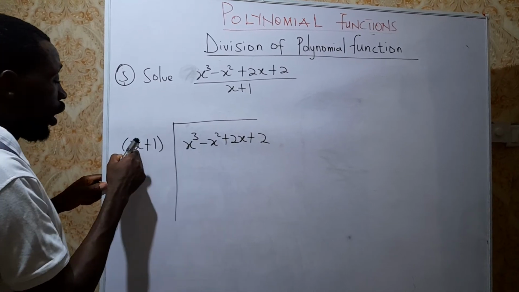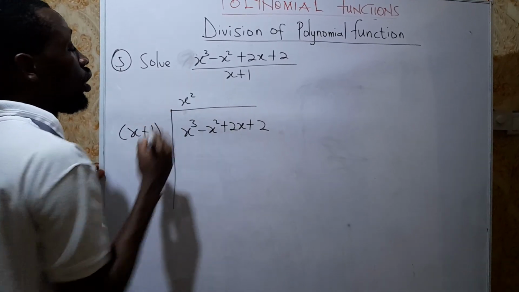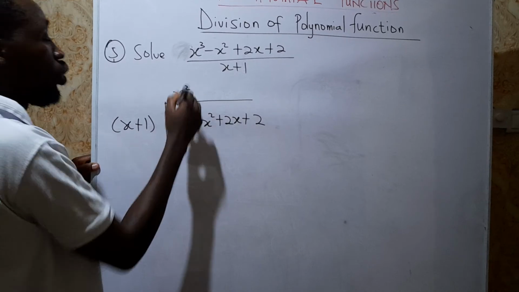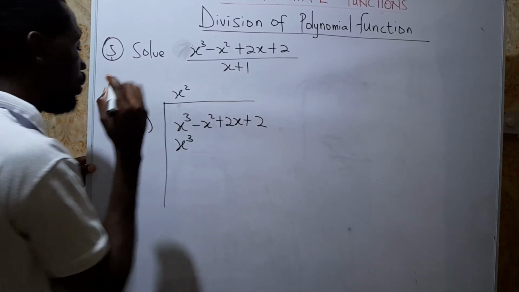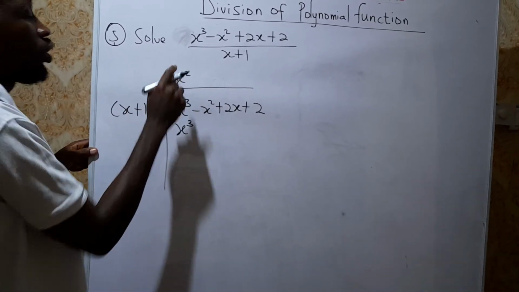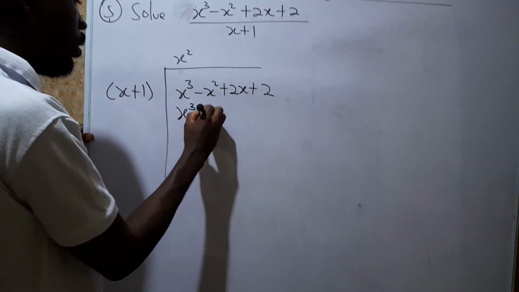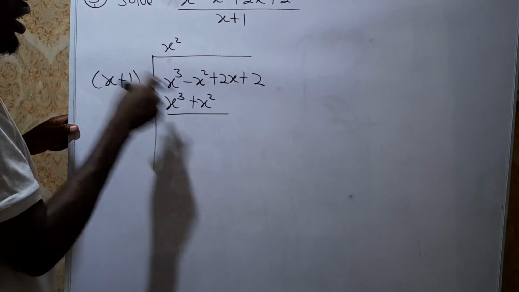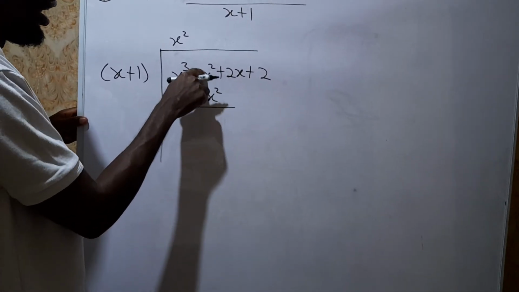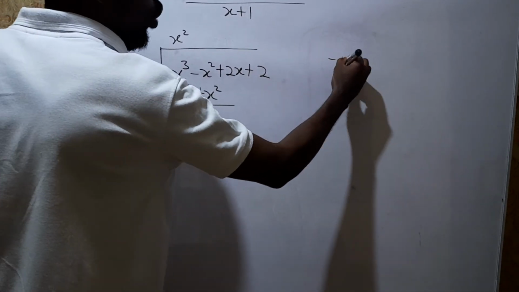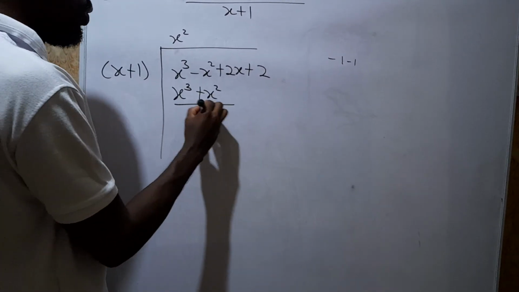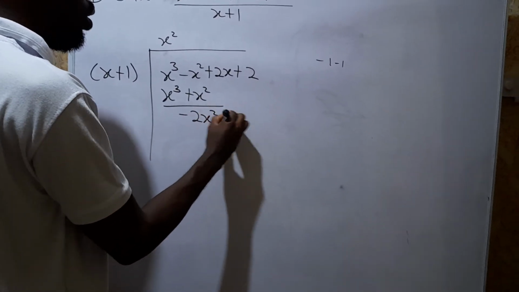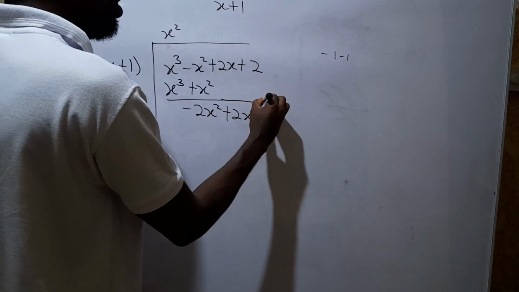So x cubed divided by x will be x squared. X times x squared will be x cubed. 1 times x squared will be plus x squared. Now we subtract. This from this will be 0. Then negative 1 minus 1, that will be negative 2x squared plus 2x then plus 2.